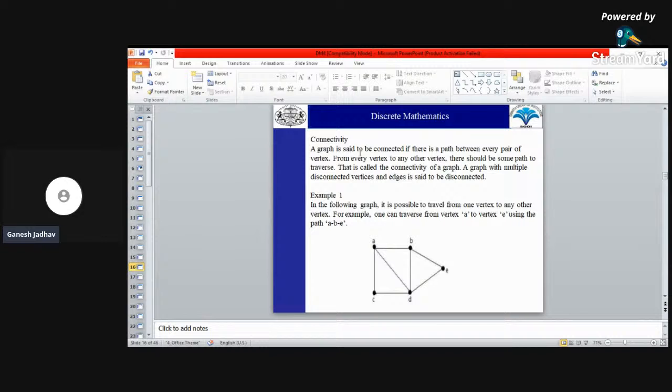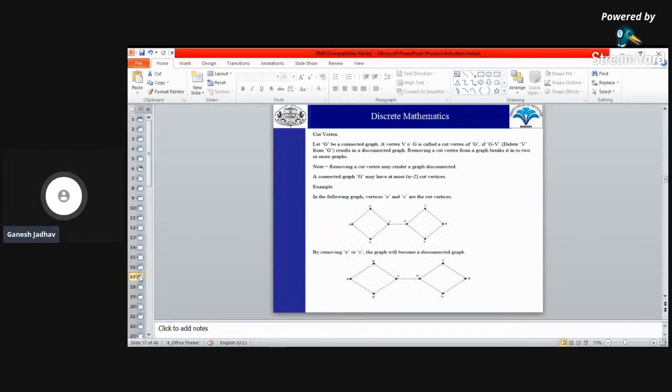So in the first example, in the following example it is possible to travel from one vertex to any other vertex. For example, one can traverse from A to vertex E using the path. So this is the path from A to E. This is the example of connectivity.